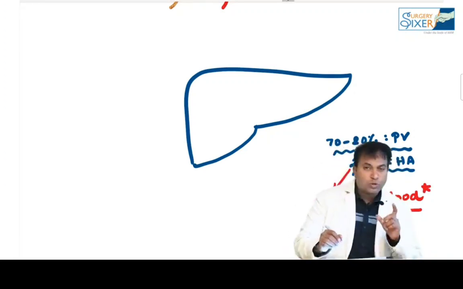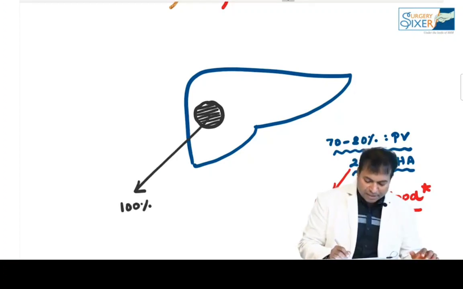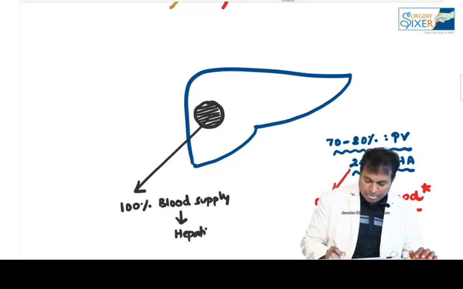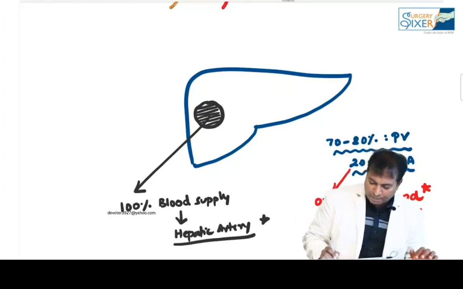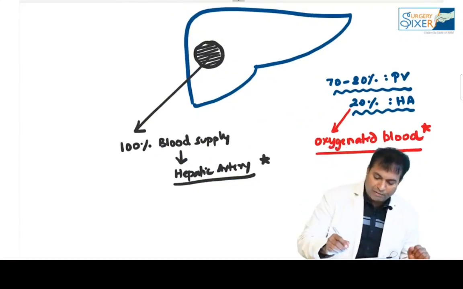An interesting point, please don't forget this MCQ. If there is a tumor in the liver, this tumor receives 100% blood supply from where? Which vessel? 100% of the blood supply of the tumor is from the hepatic artery. So these are basic points you should not forget in liver.